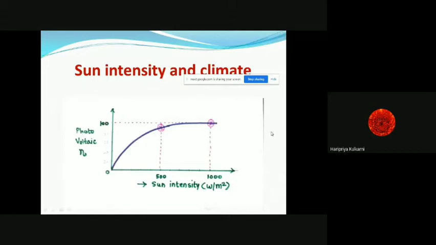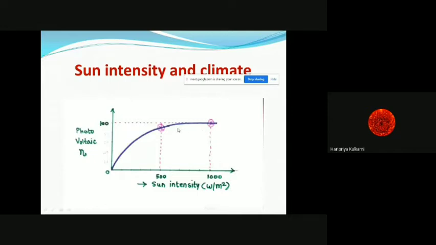Now, one more aspect is the efficiency. Here I have drawn a graph of photovoltaic efficiency with respect to sun intensity. You can see here, this is the graph representing the efficiency with respect to sun intensity. So efficiency of the panel remains the same within a particular zone of intensity. If we consider 500 to 1000 watt per meter square sun intensity, then there is not much variation in the efficiency. It is almost constant.